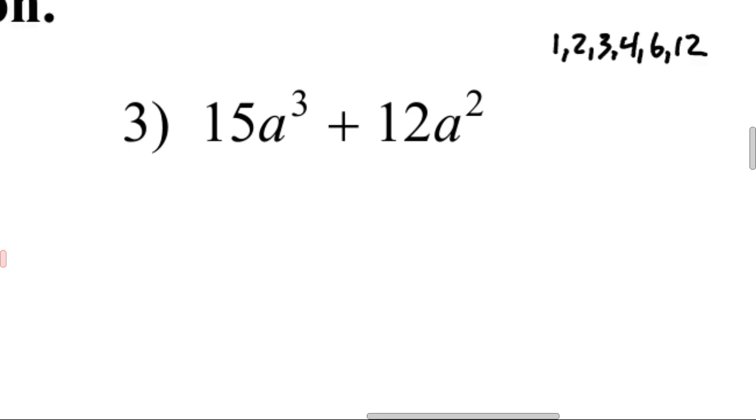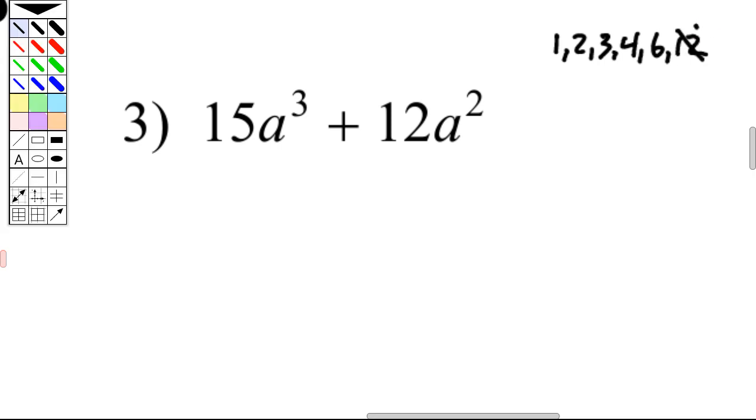I want the greatest common factor, so I say, does 12 fit into 15? Does it divide evenly into 15? No. Does 6 divide evenly into 15? Nope. How about a 4? Does 4 fit into 15? Nope. How about a 3? Yep. 3 goes into 15. So out of the 15 and the 12, the GCF is a 3, because 3 is the biggest number, the greatest number, that divides evenly into both.